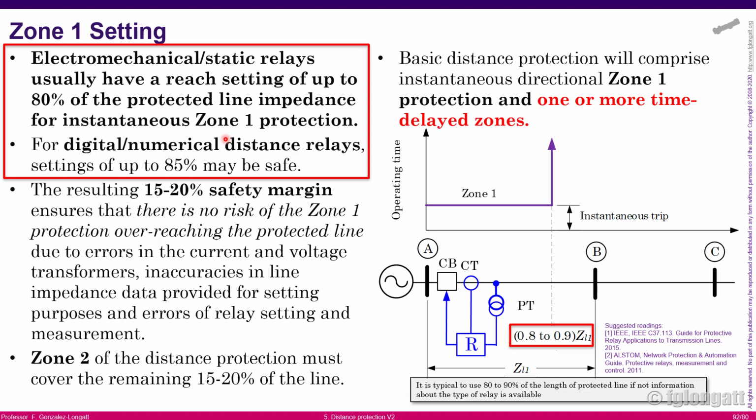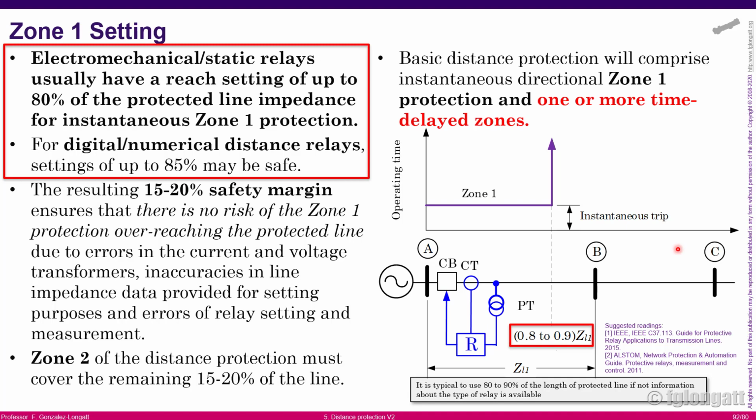The idea is that 80 to 85 or even 90% is basically that we don't want to cover the whole transmission line, in order to allow a 15, 20, or 10% safety margin to avoid overreaching into the second transmission line, the next segment. I mean, I don't want my relay R to detect in first zone a fault that is happening between B and C. That is the reason that we use between 80 to 90%. That is the classical setting for the reach.